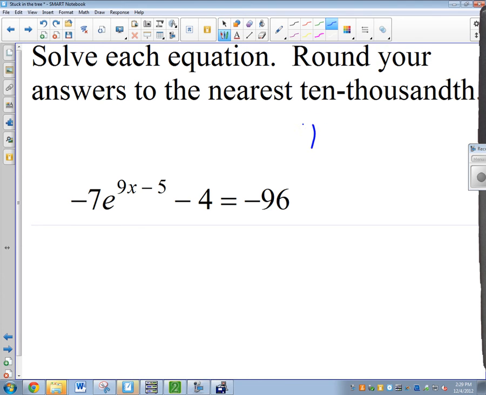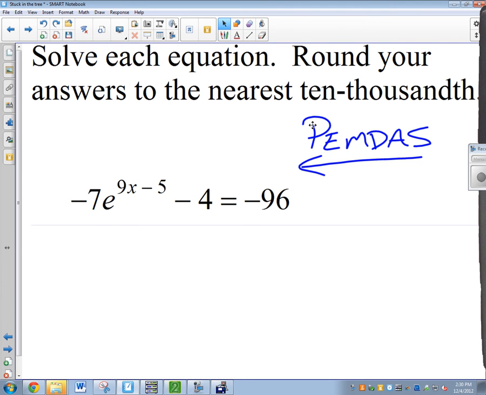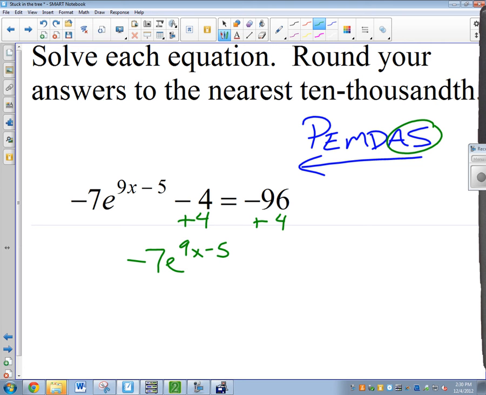So again, we're thinking, all right, great. I'm solving for x. I'm doing PEMDAS in reverse. So the first thing it tells me is to try to add or subtract first. Well, I can do that. I've got this minus 4 right here, so the first thing I'm going to do is add 4 to both sides. So I get negative 7e^(9x minus 5). Negative 96 plus 4 would get me negative 92.